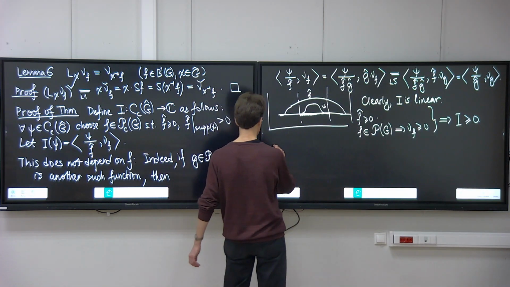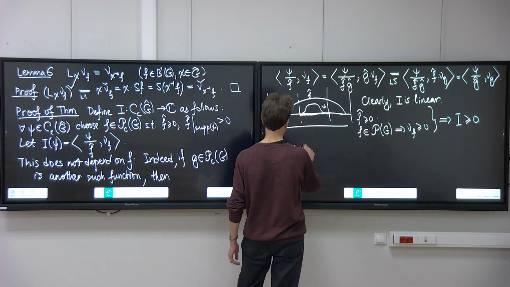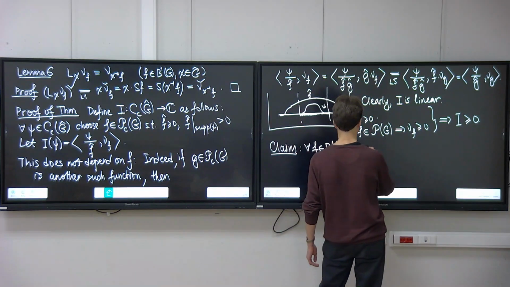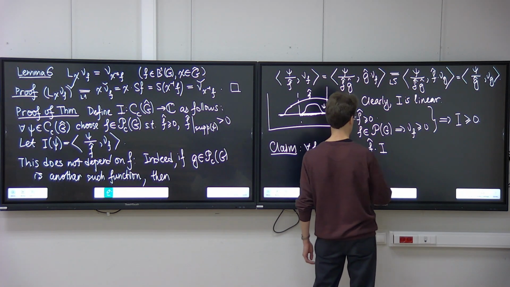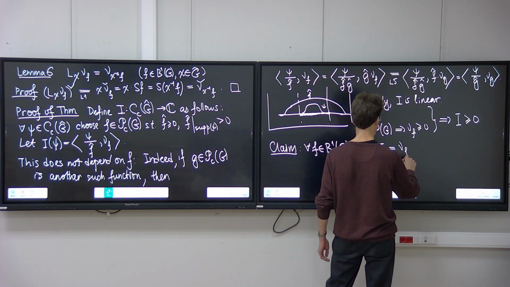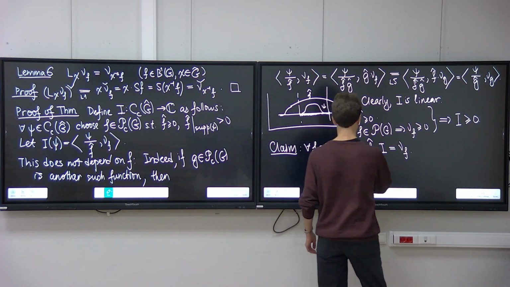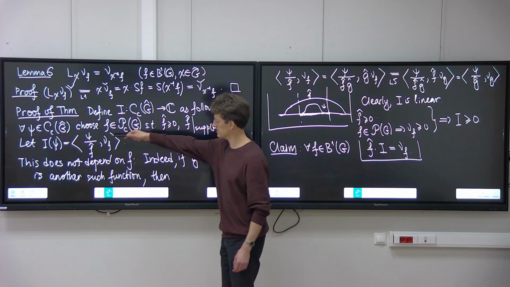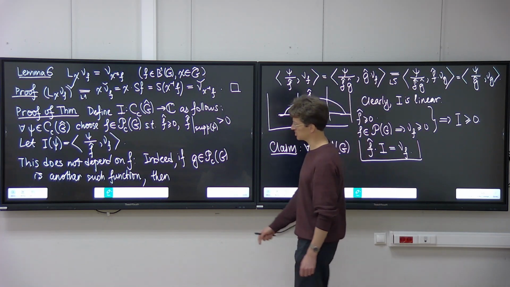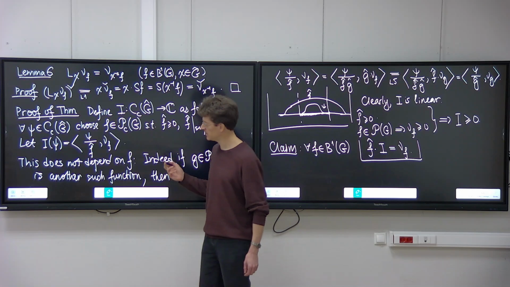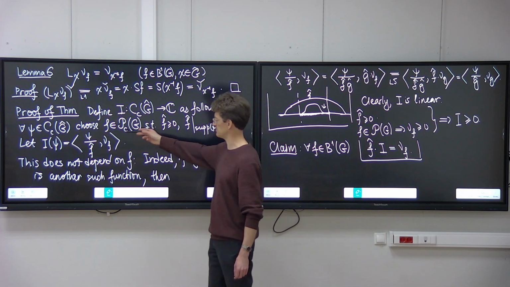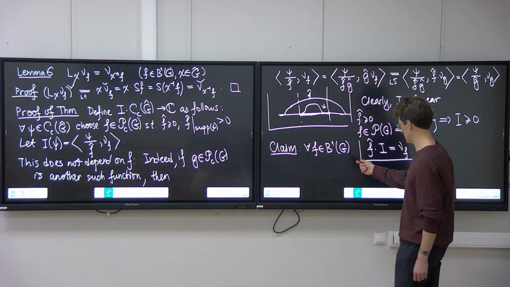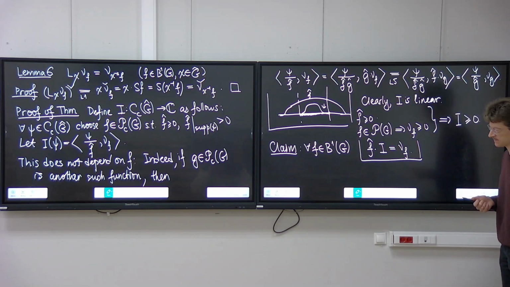Okay, now I claim that for every function f in B1 of G, the product of f hat by I is equal to the measure nu f. At first glance, this seems to be equivalent to our definition of I, but not exactly, because in the definition of I, the function f was not arbitrary. It has some special properties. It is continuous, compactly supported, and its Fourier transform has such properties. So I claim that this formula actually holds for any function f in B1.